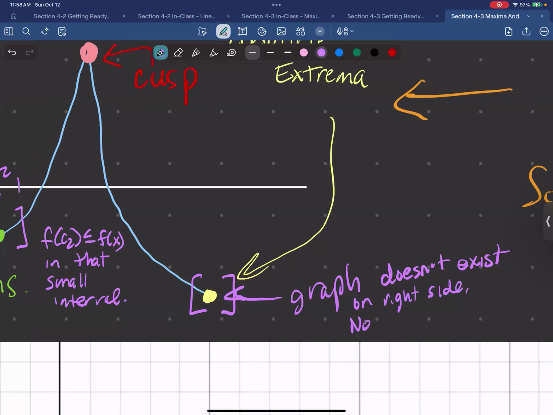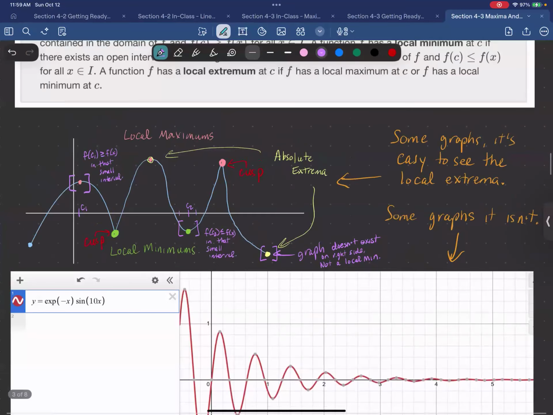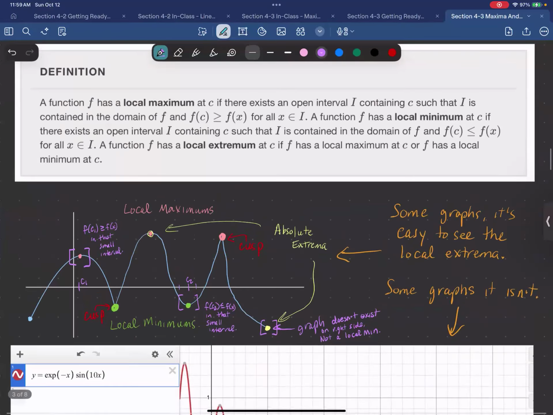So not a local min. We've got to have it on both sides. So the absolute maxes and absolute mins can occur at endpoints, but the local maxes and mins cannot.